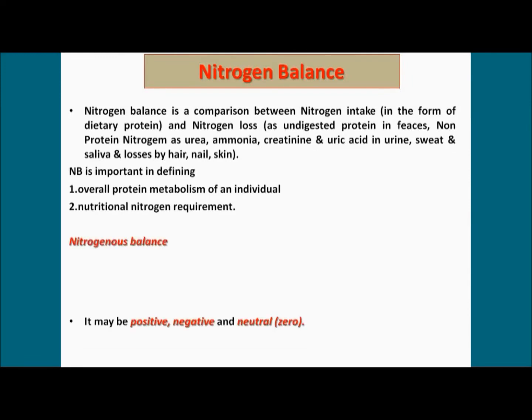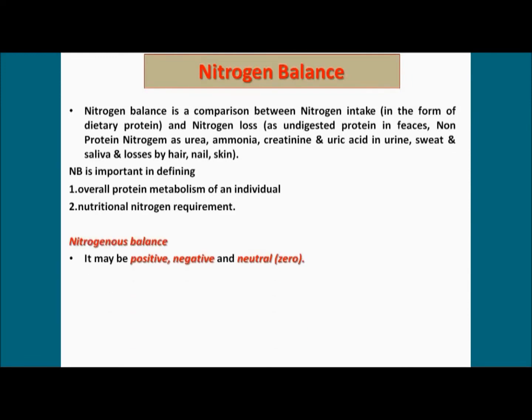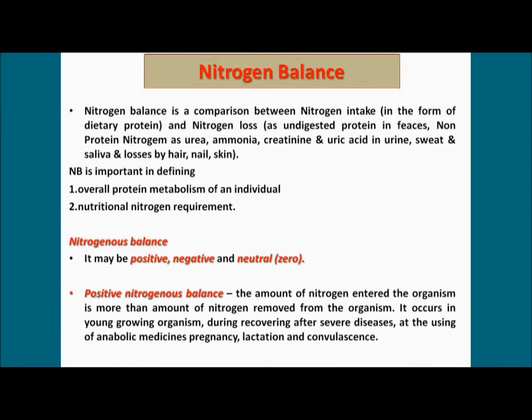So nitrogen balance basically has three scales. Either it will be positive, or negative, or neutral. So what is a positive nitrogen balance? It is nothing but when the amount of nitrogen entering the organism is more than the amount of nitrogen removed from the organism. If the input is more and the output is less, then this is a positive nitrogen balance.